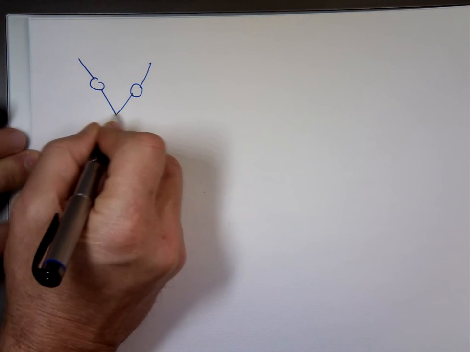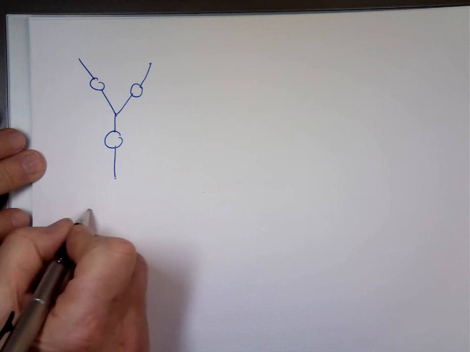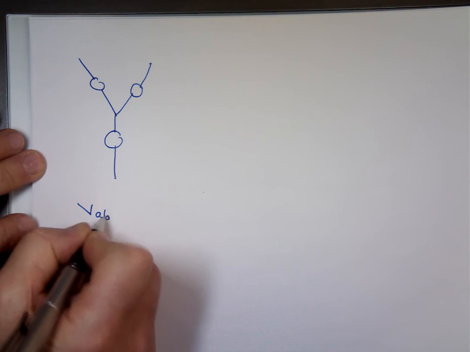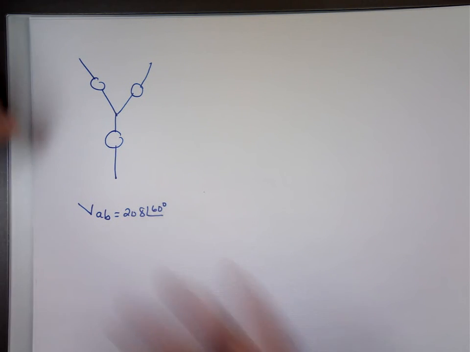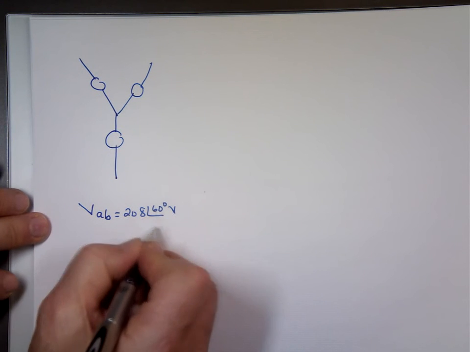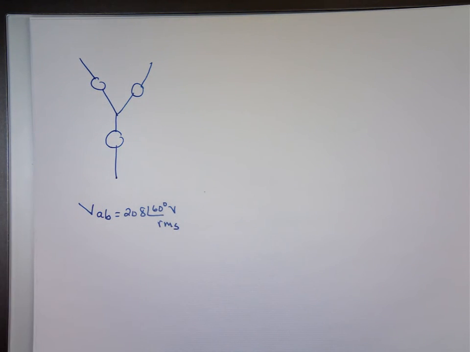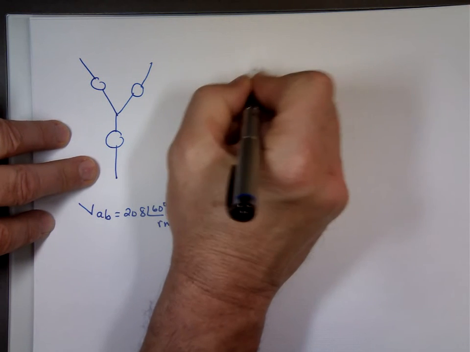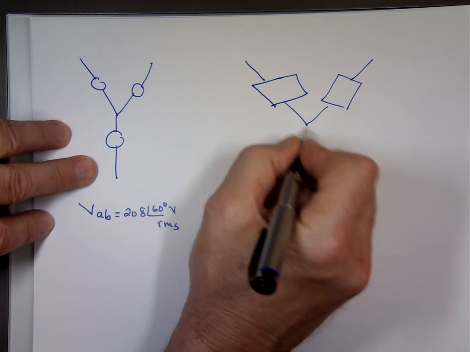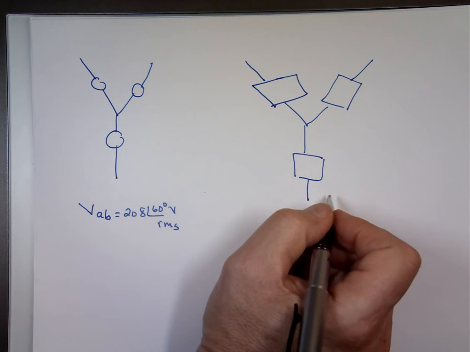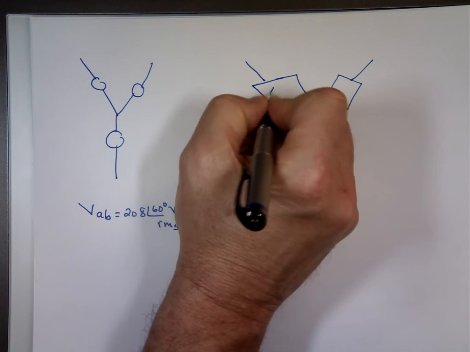But what I'm going to give you here is VAB, which is 208 angle 60 degrees volts RMS. 208 or 20.8? 208, 208, angle 60. Now it is attached to a Y load, each one is 8 plus J5.